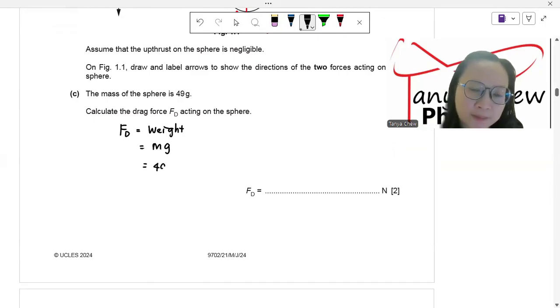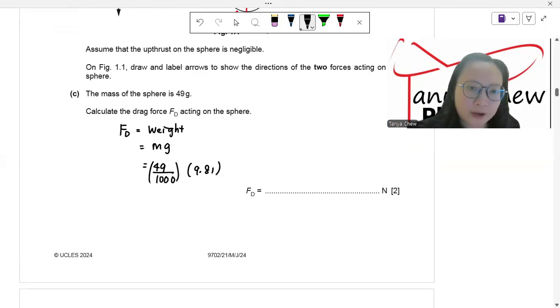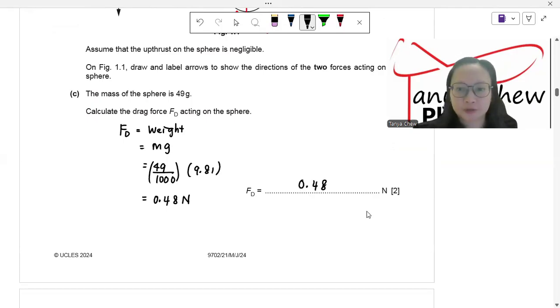Mass is 49, but this is gram. You have to change it to kilogram. That is why I need to divide it by 1,000. And g is 9.81. Therefore, your drag force is 0.48 Newton. 0.48 Newton is the answer.